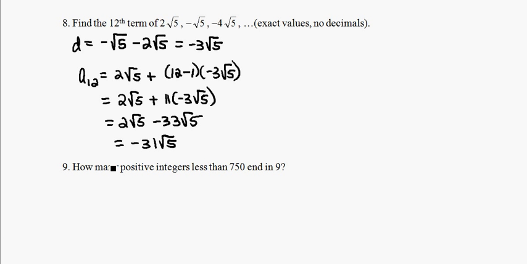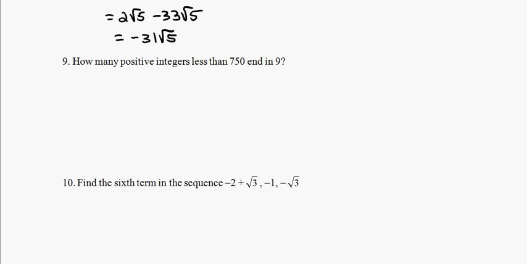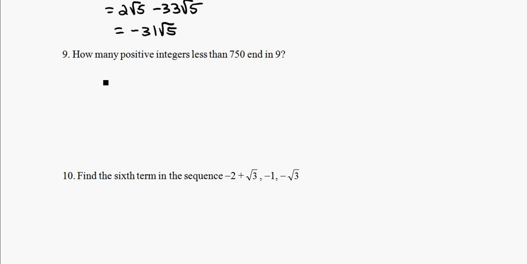Number 9, how many positive integers less than 750 end in 9? Well, the first number that ends in 9 is 9. The next one is 19, and then 29, and then 39, and then the last one, less than 750, would be 749. So the question is, how many are there from 749 all the way down to 9? Well, our first term is 9, the last term is 749, and the common difference, if you notice, I'm going up by 10, so the common difference is 10.